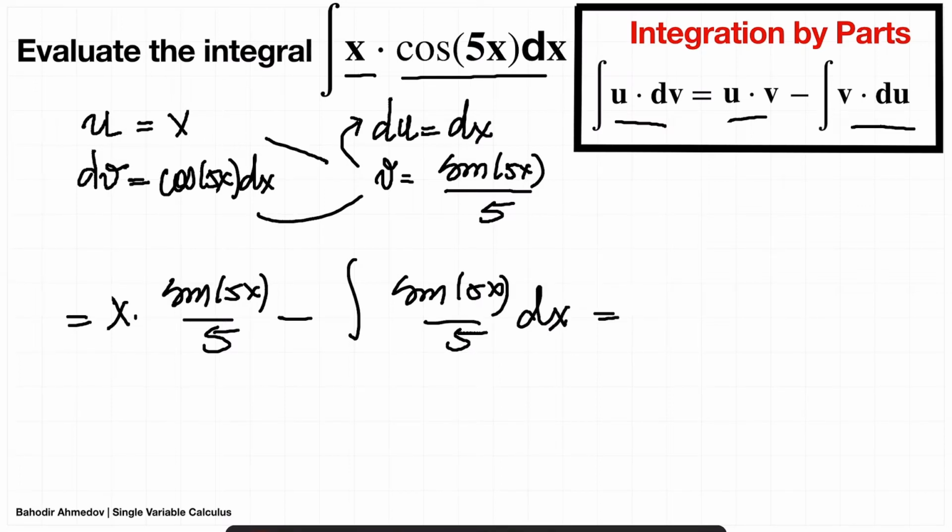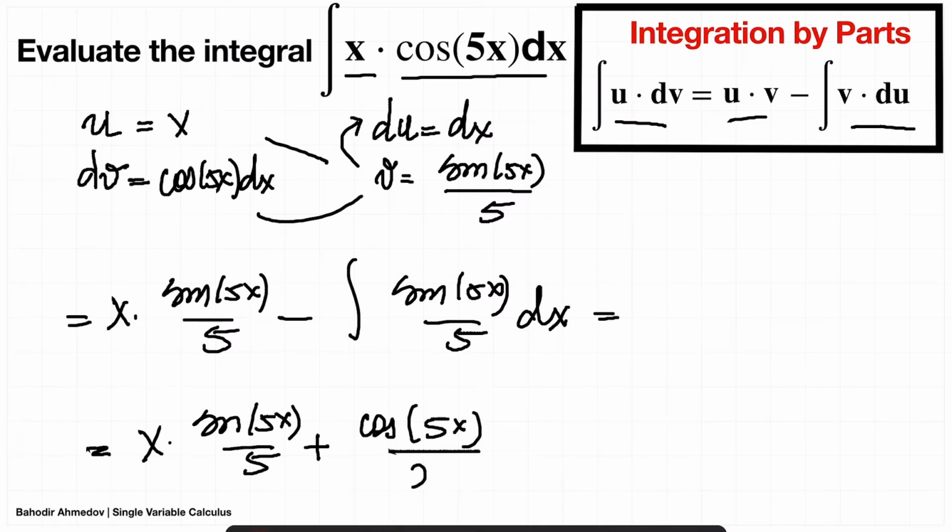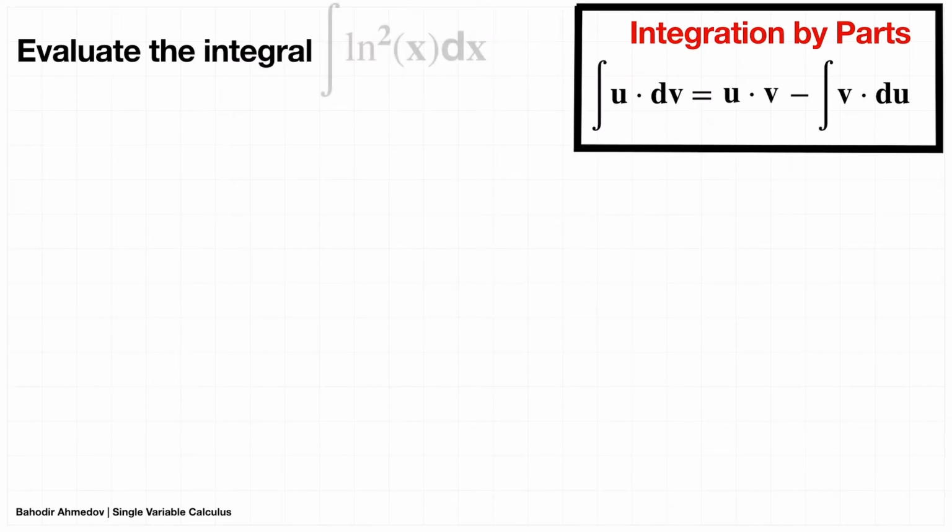The integration of the second part is not so difficult, it is pretty much straightforward. It is going to be x times sine of 5x divided by 5 minus the integration of the sine, which is minus cosine, I would say. That is why it's going to be plus here. So you are going to have cosine of 5x divided by 25, because this integration is going to give you an additional 1 over 5, plus some constant. So this is the answer for this problem. So let's go to the second problem.